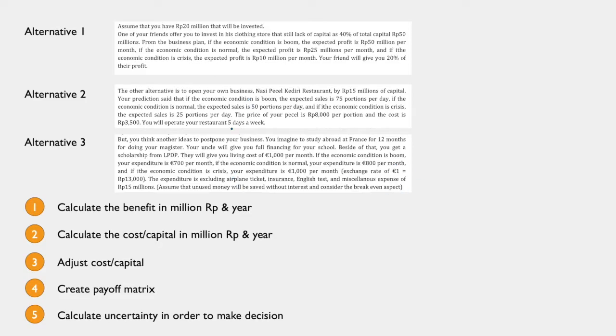Okay, we will have to see our three alternatives and calculate the benefit on each alternative, calculate the cost also in each alternative, adjust the benefit and cost to create the payoff matrix, and then calculate the uncertainty.